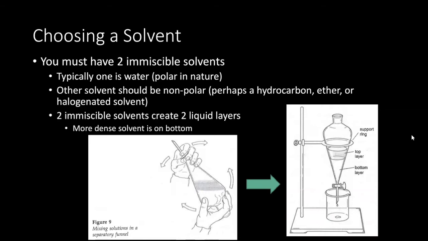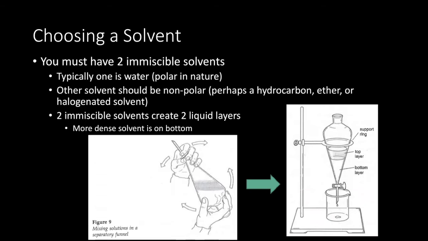And again, we see that illustrated in that separatory funnel illustration on the right side of the slide, a top layer and a bottom layer, very distinct from one another. The more dense solvent is going to be on the bottom layer. And of course, you can look up densities. Usually they're in your lab book, but you can also look up densities using the techniques that we had described at the beginning of the semester.